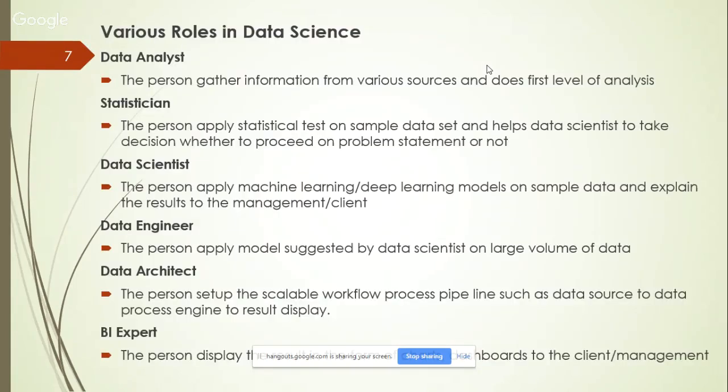Then comes a very important question: what are the various roles in data science? The very first role is the data analyst. A data analyst is a person who gathers information from various sources. Sources could be third party, your social media, or your enterprise database. It could be any source, and the analyst gathers information and does a first level of analysis.